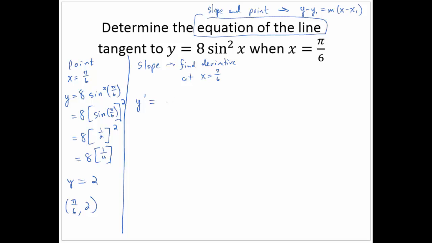Let me rewrite the function first. Y is 8 times sine of x, squared. Let me remember that that's really what that means. It looks like I'm going to have to use the chain rule here. So then y prime would be 8 times power rule, 2 sine x, and then d by dx of sine x. There's the chain rule. So then I'd have 16 sine x cosine x.